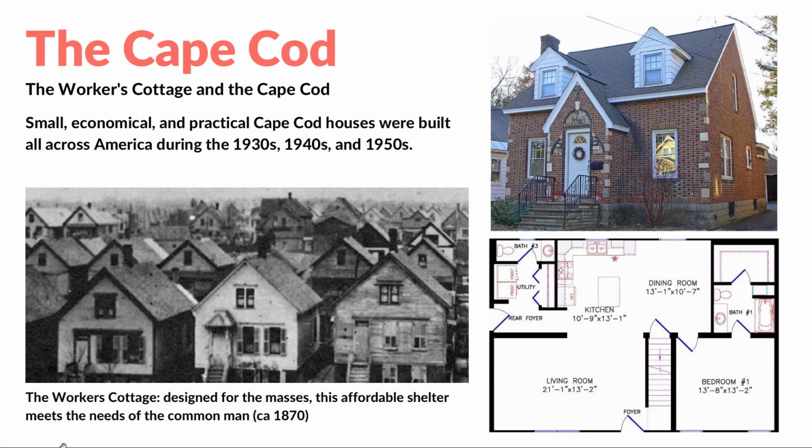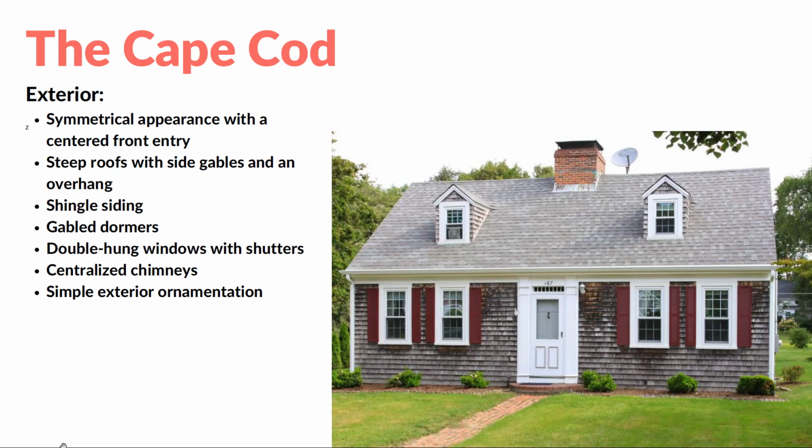So the first truly single family, all-American home is the Cape Cod. It's really considered to be the worker's cottage, is another term for it. They're small, economical, practical. They were built all across the U.S. during the 30s, 40s, and 50s. And if you remember in the last video, we talked about how houses around that time were pretty petite, around 750 square feet. So you'll see these houses again all over, and they're quite small.